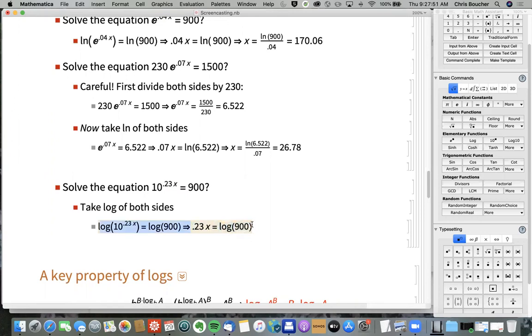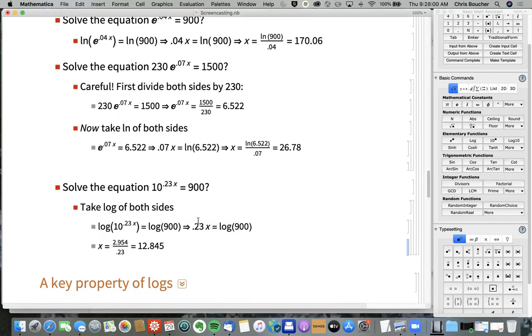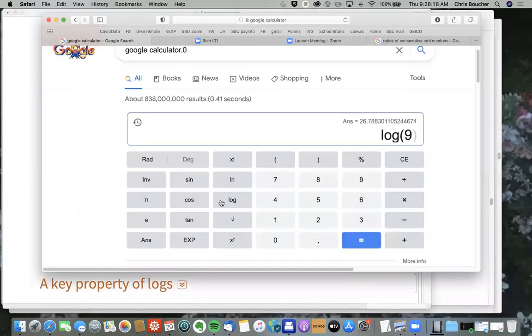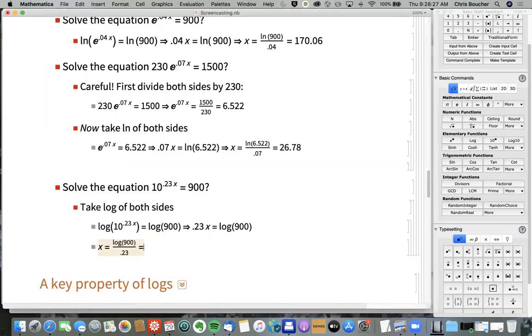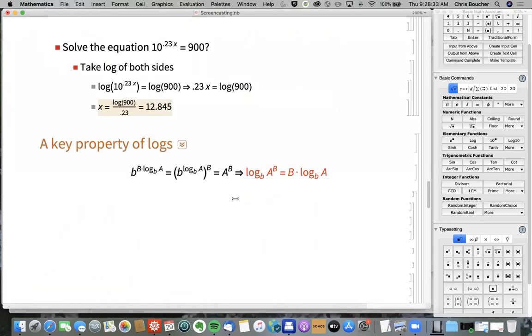Now here I just have an x multiplied by 0.23 on both sides. So I'm going to go ahead and divide both sides by 0.23. So let's get rid of this and see what we get. We're going to get log of 900 divided by 0.23, and we'll go to the calculator to see what that is. So let's clear this. Log 900 divided by 0.23, 12.845. There we go.